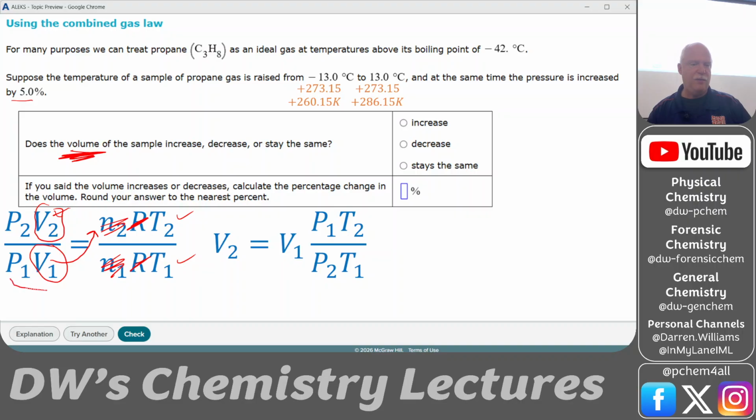P1, since I'm moving across the equal sign, I'm multiplying both sides by P1, and so P1 ends up on top. And here, P2 ends up on bottom. It was on top on the left, now it's on bottom on the right because I divided both sides by P2. Okay. And so we've isolated V2, and we have everything else that we need on that side.